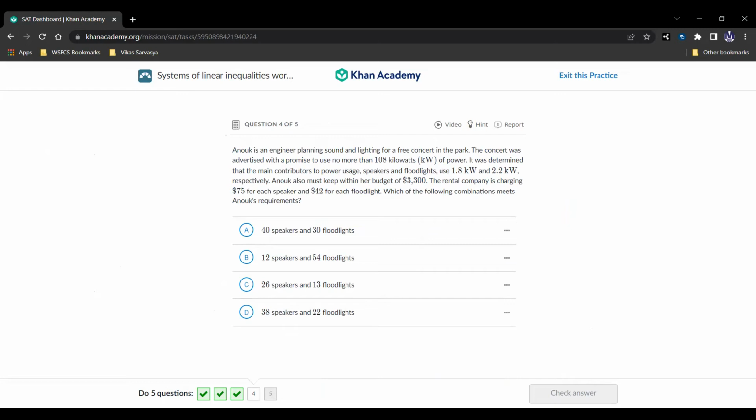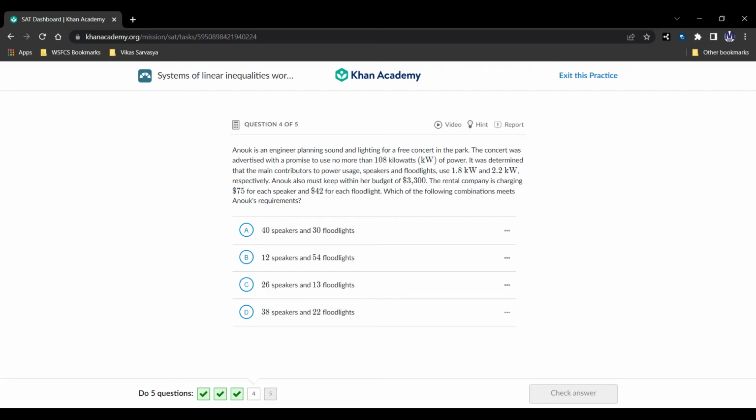Anyone must keep within her budget of $3,300. The rental company is charging $75 for each speaker and $40 for each floodlight, which of the following combinations meet the requirements? So that was a whole lot of work, and we need to figure out how to put that into some equations, some inequalities, and see what we can do. All right, let's look at the money side of things first.